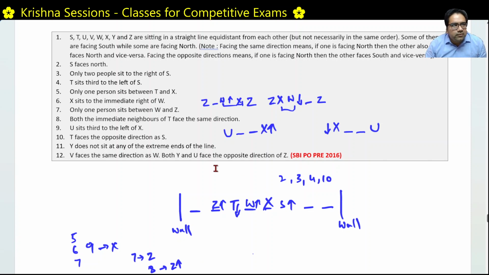Now let's look at the other conditions. Now we have figured out Z, T, W, X, and S. X's direction we still did not figure out. But otherwise, there are still 3 more slots. Let's try to read other conditions which are around the people who have not been covered. Y does not sit at any of the extreme ends of the line. That's condition number 11. So Y's slot is clearly not this or this. As per condition number 11, where does Y have to sit? Y has to sit here.